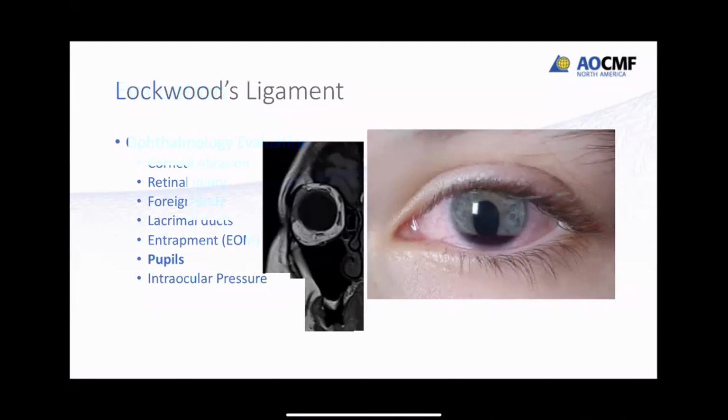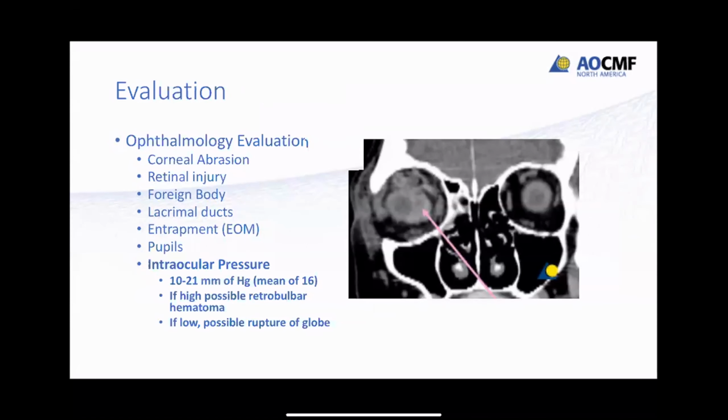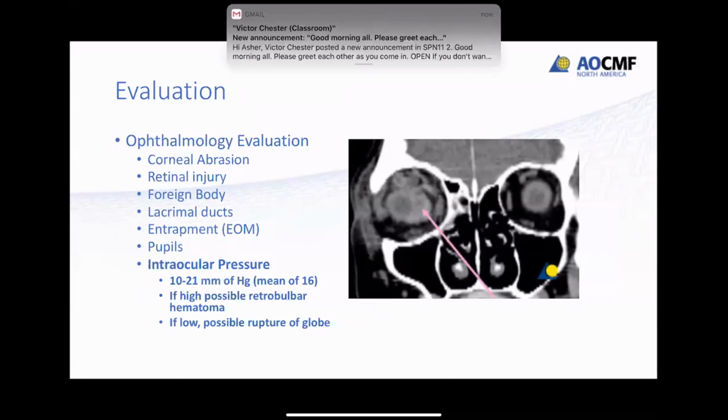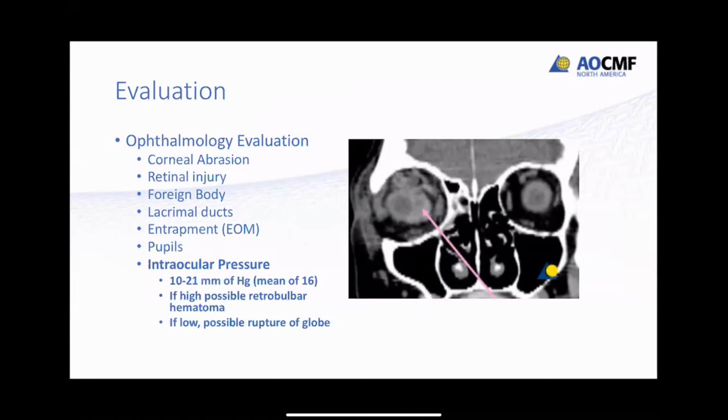So very important to look at the globe. Anytime that you have these injuries, like I said, it's go or no go on your surgery. You have to remember that these are the areas where we're going to run into situations. And of course, the intraocular pressure. It's not that hard to measure this pressure. If the pressure is over 16, which is the typical mean, then that's telling you the pressure is high.